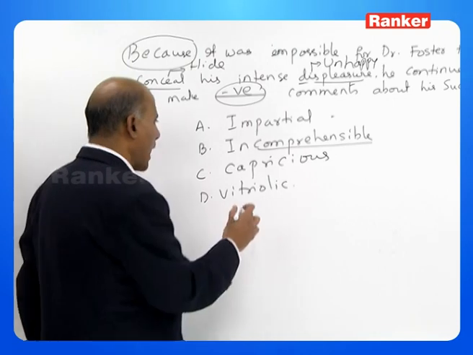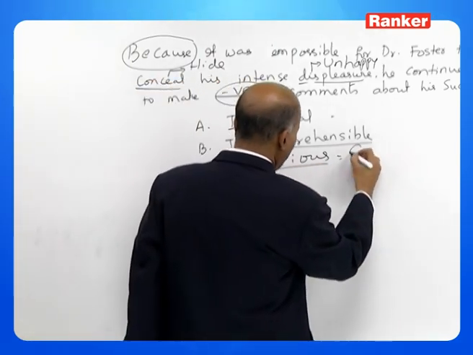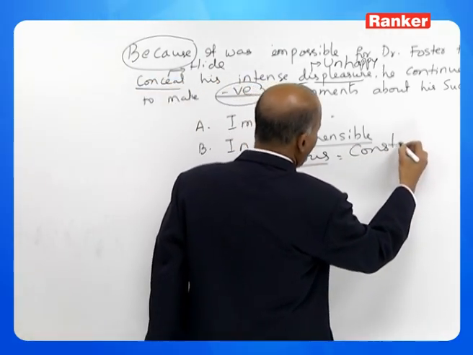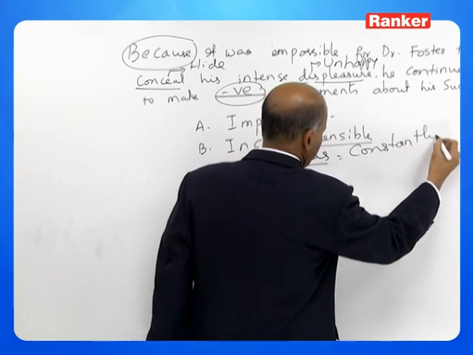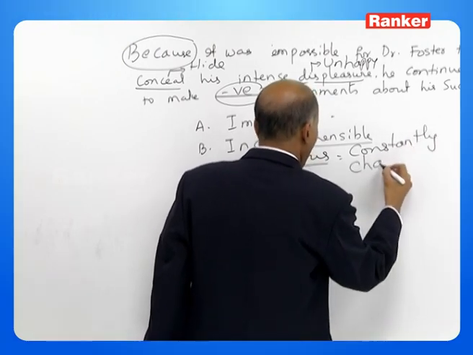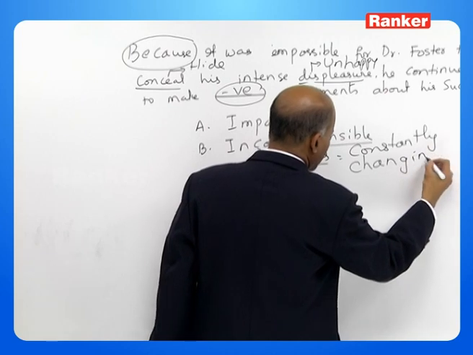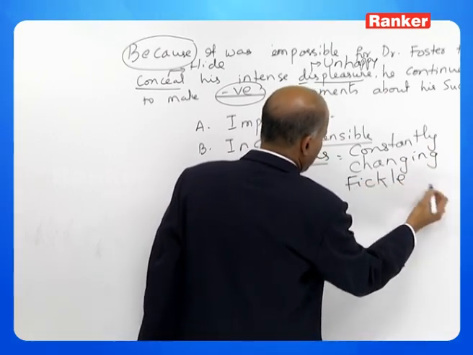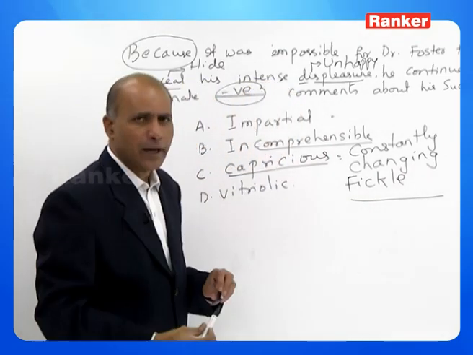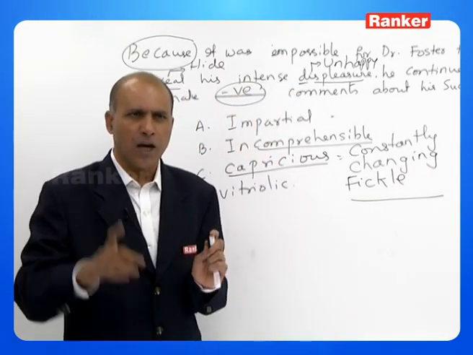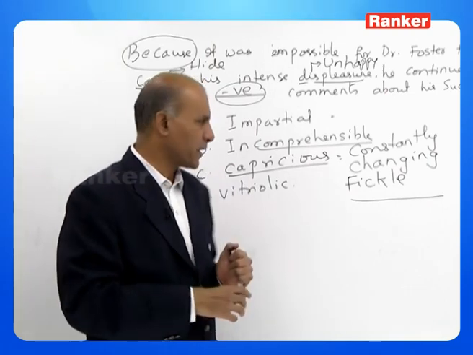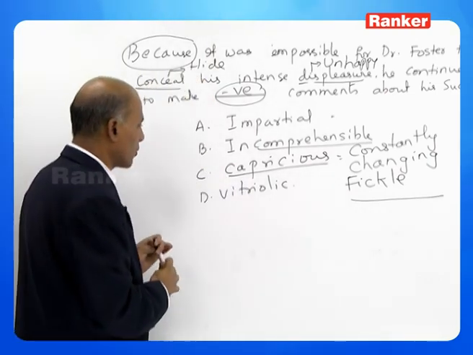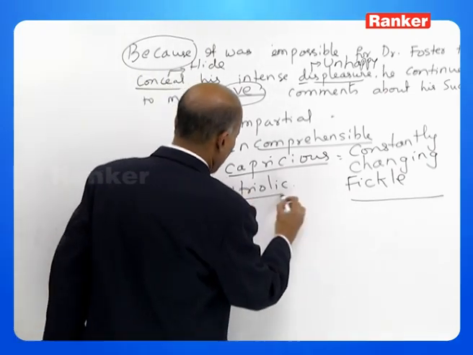Meaningless. Capricious. Capricious means constantly changing. Capricious is constantly changing. Or fickle-minded. What is fickle? Anybody who is not stable in his thoughts, who keeps on changing his opinions, doesn't fit. So the answer is vitriolic.